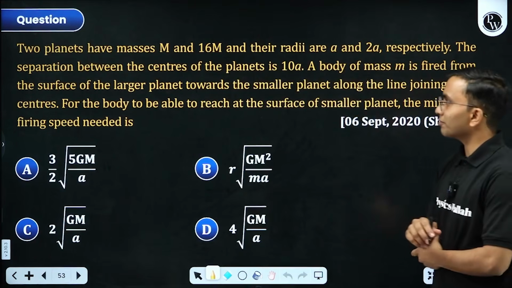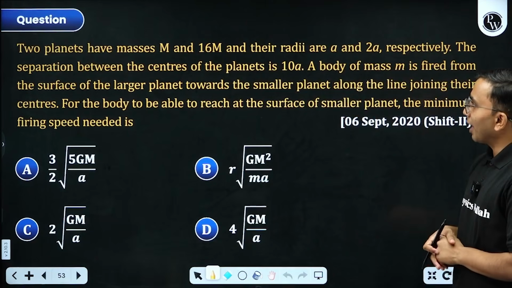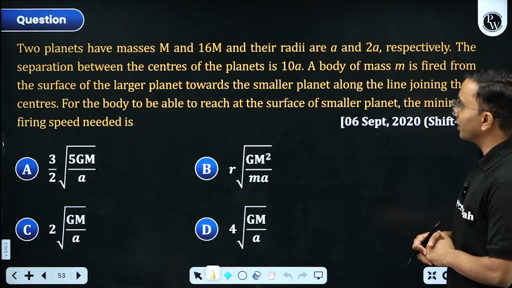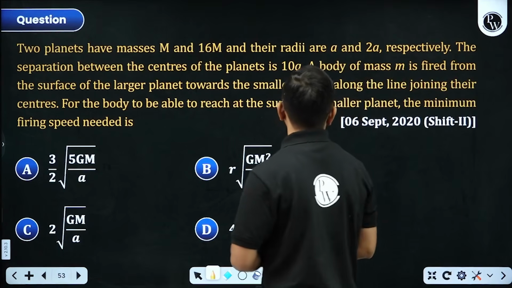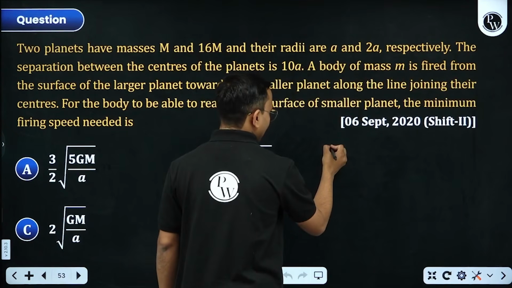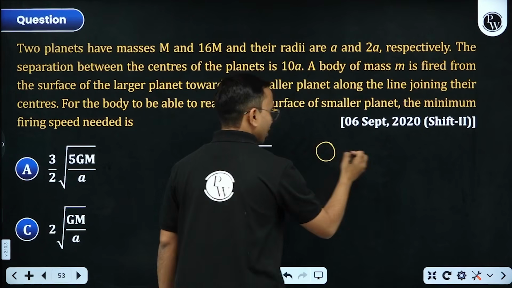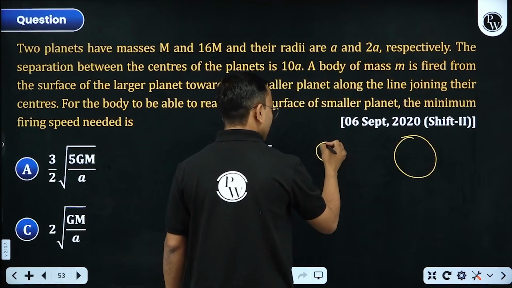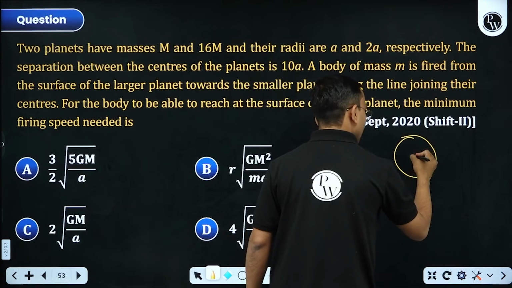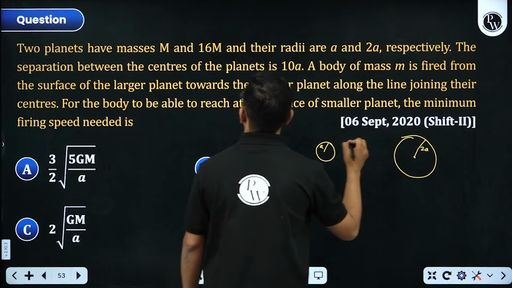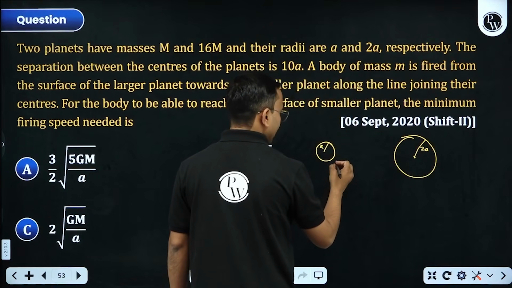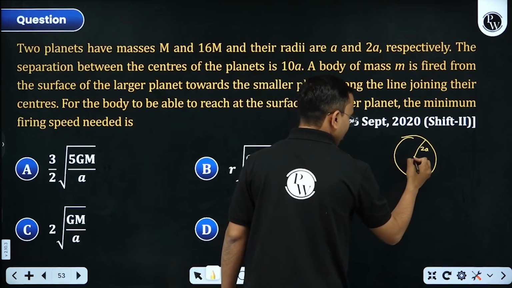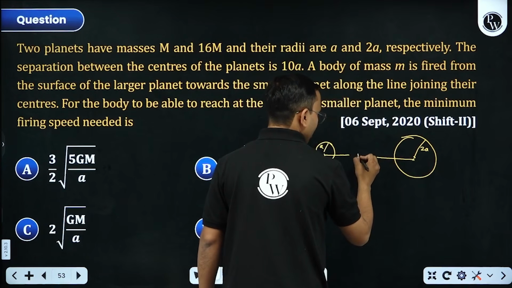Some questions. Two planets having mass m and 16m and their radii are a and 2a respectively. Separation between the centers of the planet is 10a. Okay, so one is having radius as a, another is having 2a, this is a, this is 2a, their centers are at a distance 10a, so the distance between the centers, this is 10a.